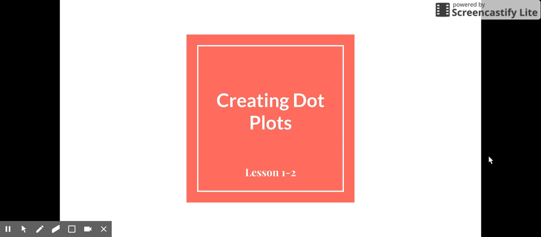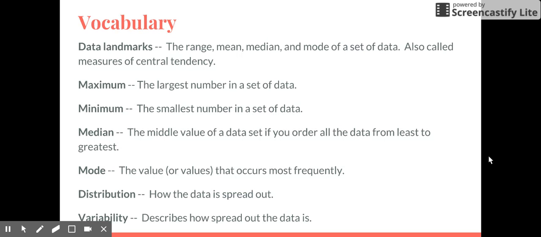All right, so today we're going to be reviewing how to create dot plots and looking into what we do with the data to get it to the graph. First thing you need to review is some important vocabulary. We have first data landmarks. That's just your range, mean, median, and mode of a set. We also call this measures of central tendency, so it does have two different names.